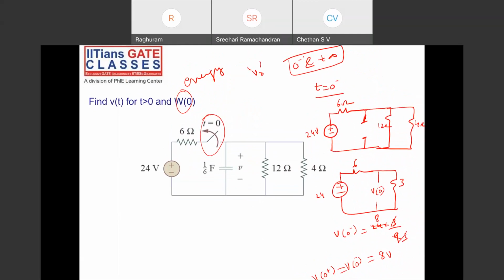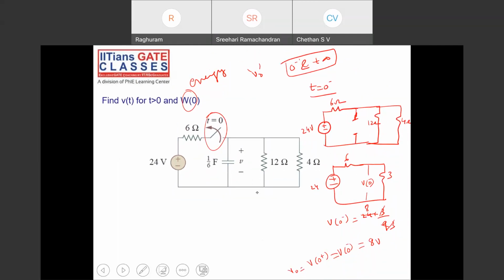Okay. Find R equivalent and find tau. R equivalent is 2 and tau is 1 by 3. R equivalent is 12 parallel with 4. For tau, we always use t equal to 0 plus. For V naught, you have to use t equal to 0 minus, because V naught, V of 0 minus, is equal to V of 0 plus, which is equal to V naught.